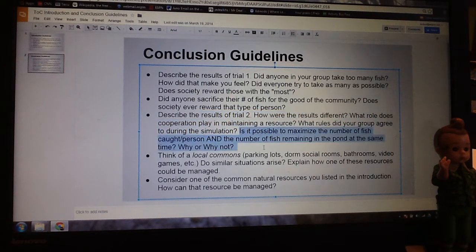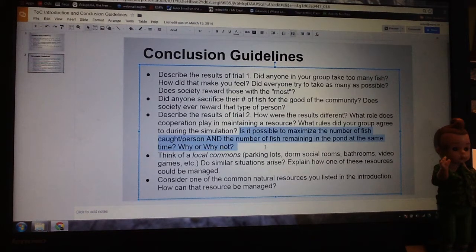But then I want to focus on this question with you guys. Is it possible to maximize the number of fish caught and the number of fish remaining in the pond at the same time? The answer to that question is yes. Do not get this one wrong. Yes, it is possible to maximize the number of fish caught and the number of fish remaining. That was the whole point of your plan in the second round. You made a plan so that everybody could catch enough fish, yet you left enough to reproduce. Even if you left an extra fish or two in there, it could reproduce, and those numbers added up over the years to where eventually you could catch 3 fish, and that was a sustainable yield.